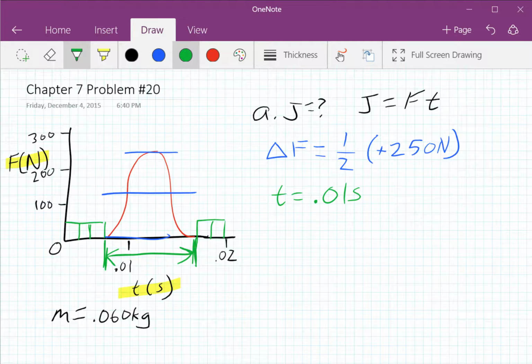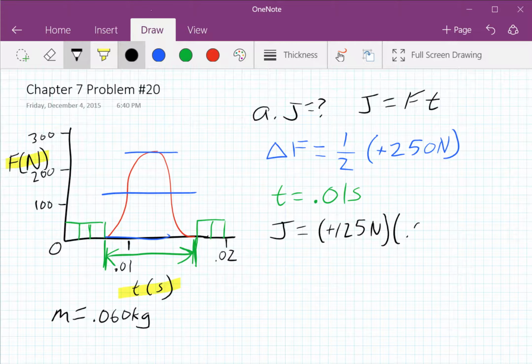So we can go ahead and put in the values of the force and time. Obviously, half of 250 is just 125. So I'm going to have J equals positive 125 newtons, and then this time is 0.01 seconds. You'd have the impulse would equal positive 1.25 newton seconds.